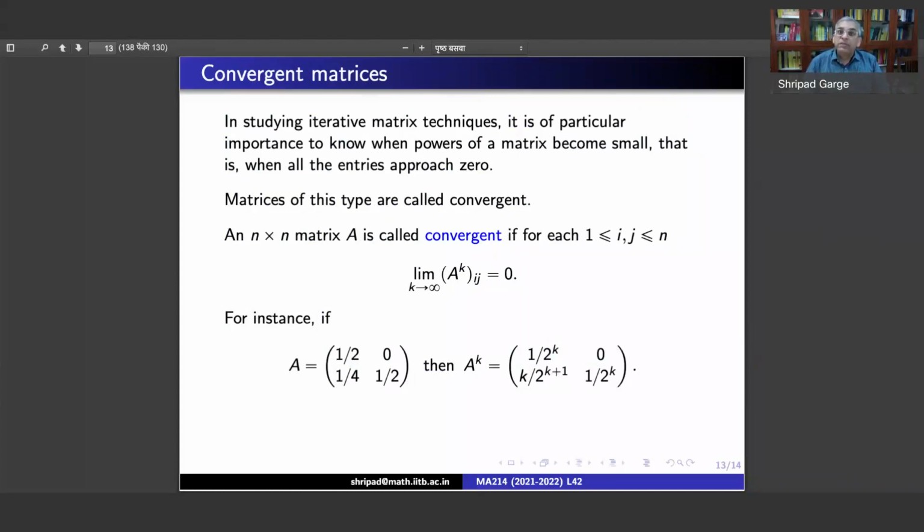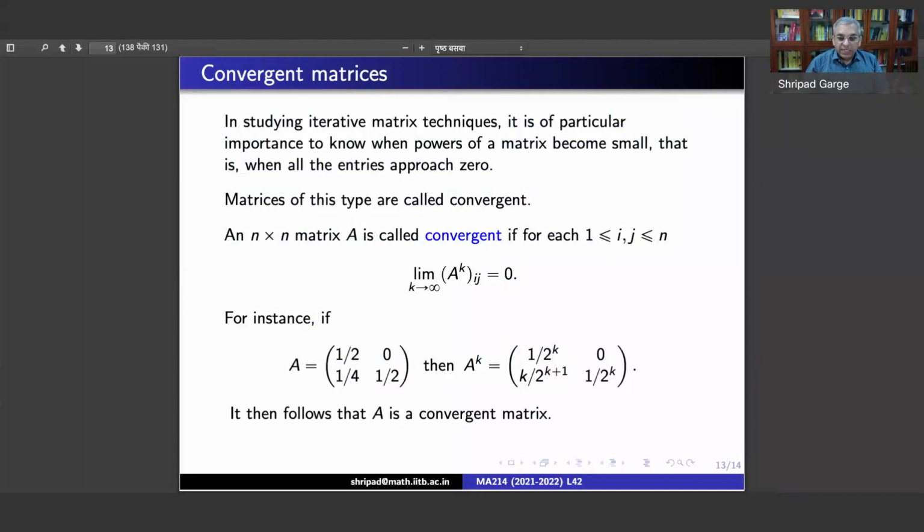Now if k goes to infinity, clearly (1 by 2) power k goes to 0. So the diagonal entries go to 0. Above the diagonal, you have 0 anyway. And for the lower triangular entry, we notice that 2 power k plus 1 goes to infinity much faster than k. And therefore, k upon 2 power k plus 1 will go to 0. And therefore, this is a convergent matrix.